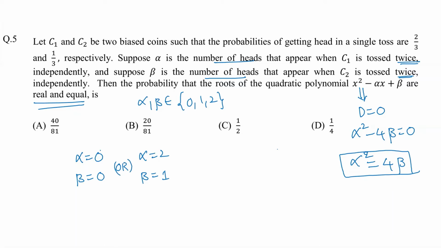So now let's see what is the probability that the roots are going to be real and equal. That means alpha should be 0 and beta should be 0, or alpha equal to 2 and beta equal to 1. Alpha equal to 0, beta equal to 0 means what? On coin 1, we are going to get both tails, and on coin 2 also both are going to be tails. That is one case that we got here.